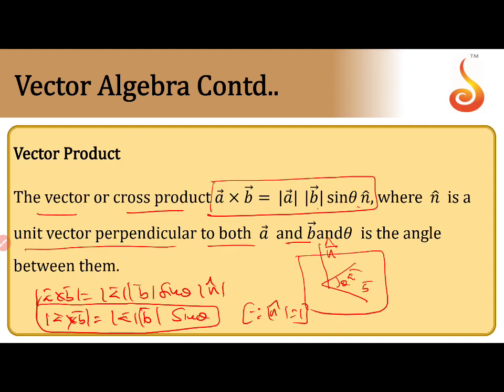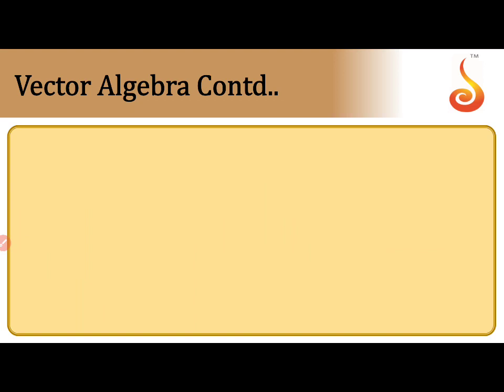Clear this one? So now A dot B is modulus A modulus B cos theta, and modulus of A cross B is modulus A into modulus B into sin theta. Clear this one? Next.